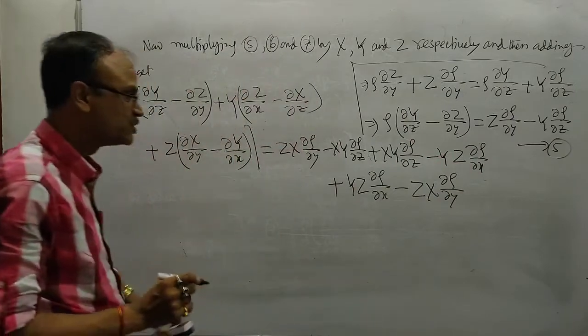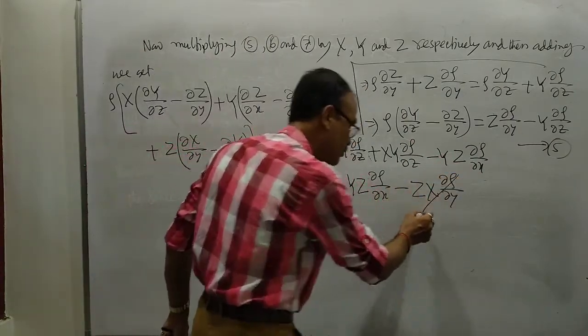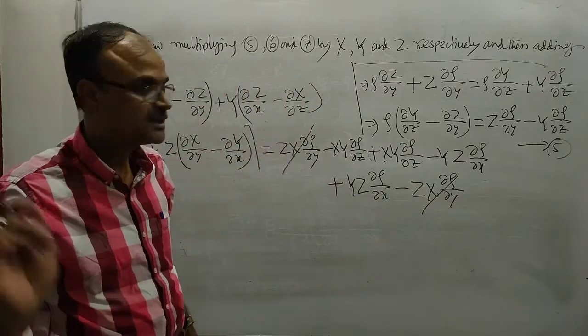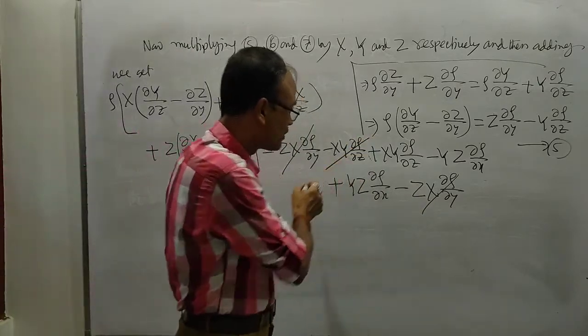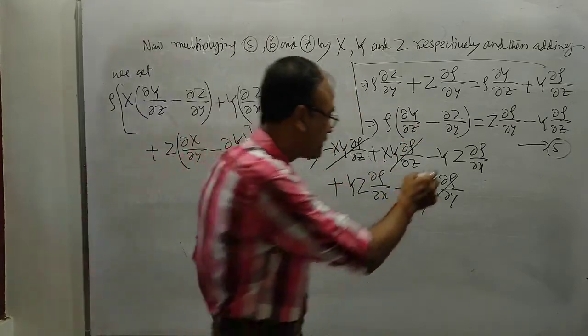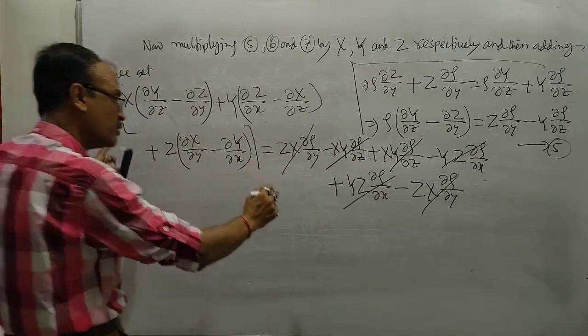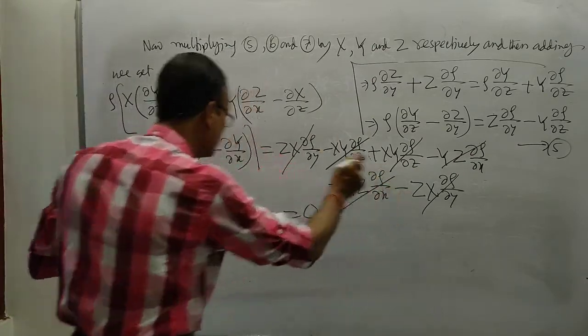You see here zx ∂ρ/∂y will be cancelled. xy ∂ρ/∂x, xy ∂ρ/∂z cancelled. Plus minus, this also will be cancelled. And this will be equal to 0.